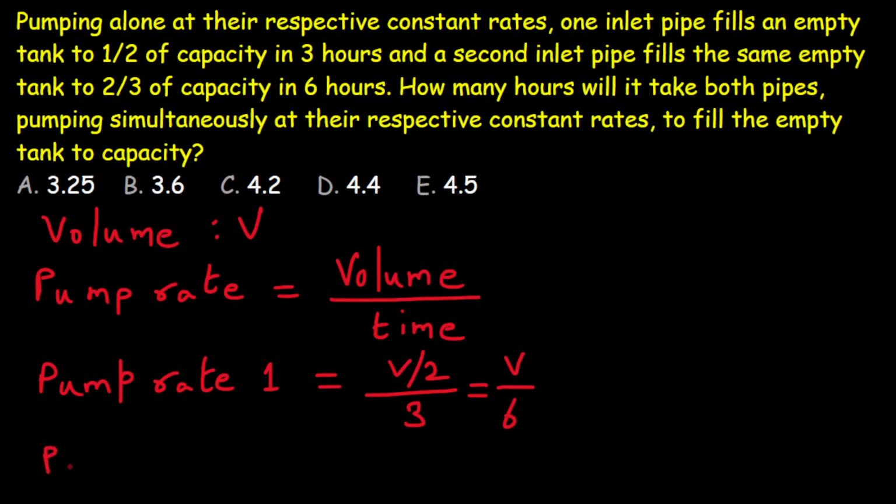Let's do the same for the second pump. Pump rate of the second pipe would be, it fills two-thirds the volume. So it's 2V over 3 in 6 hours. So we divide that by 6. So this would be, if you simplify that, V over 9.